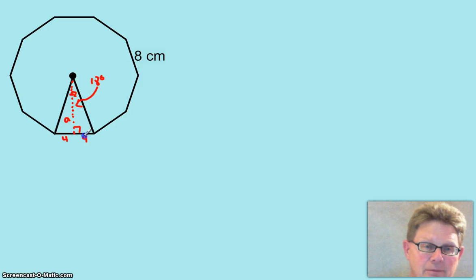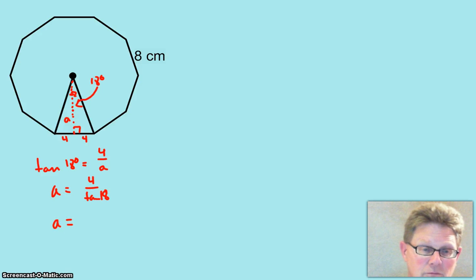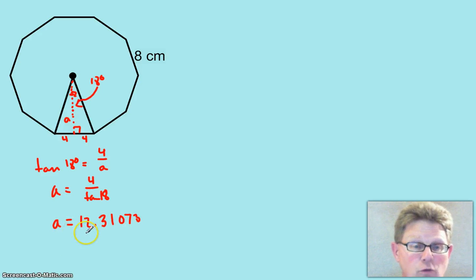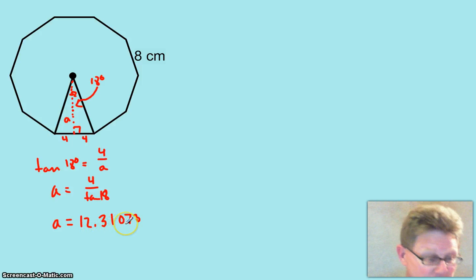So let's see here, opposite is 4, adjacent is A, tangent, right? So the tangent of that 18-degree angle equals 4 over A. Switch spots on that. 4 divided by the tangent of 18. The apothem equals, so the apothem is 12.31073. Now I think we're ready to find the area.